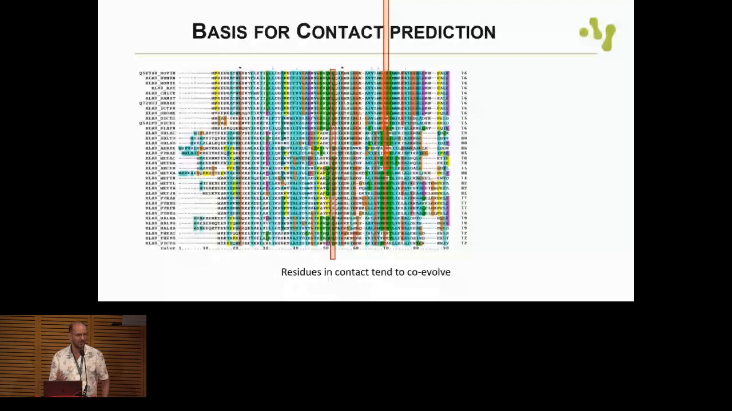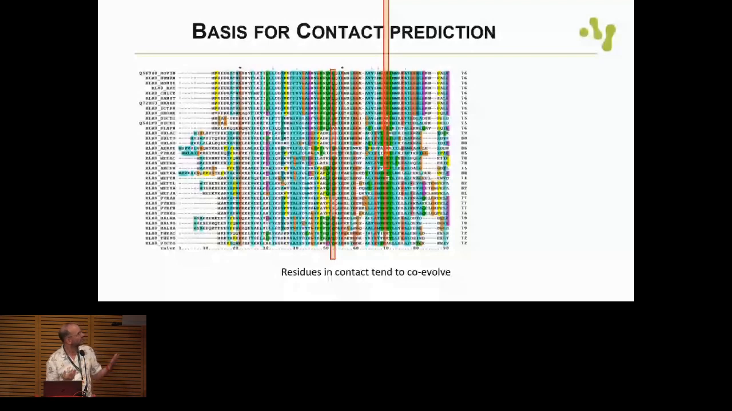This method was initially developed by Alfonso, I don't know if he's in the room now, in the mid-90s. Then, of course, it didn't really work very well. It was better than random, but did not provide a lot of extra value. Then in 1999, Lapedes showed that you could use indirect information to improve it, but nobody remembered that paper until Martin Weigt and other people around 2008, 2009 started reinventing direct coupling analysis. This meant you could actually make contact predictions accurate enough to do structure predictions.